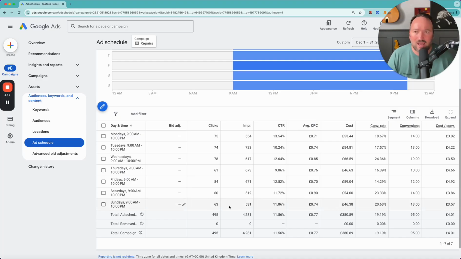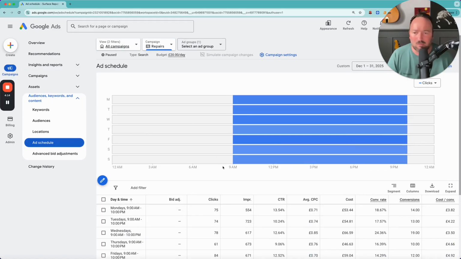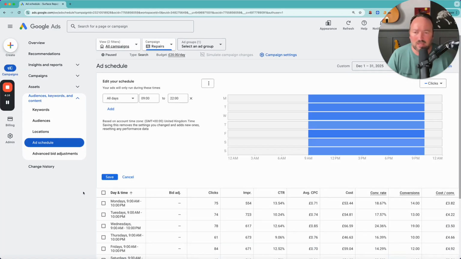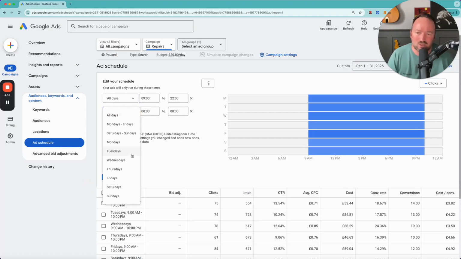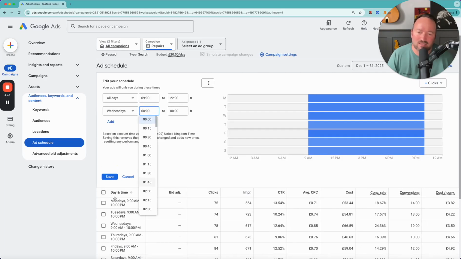So how do you add your ad schedule? Well, it's pretty simple. You just click on this button here, and it gives you a few different ranges. All days, as I did here, Monday to Friday, Saturday and Sunday, so just weekends, or you can specify Mondays, Tuesdays, Wednesdays, just by day. And the crazy thing about this is you can even do more. Let's say I want to go Wednesdays, and I'm pretty sure that Wednesday afternoon is when I'm getting most of my inquiries.